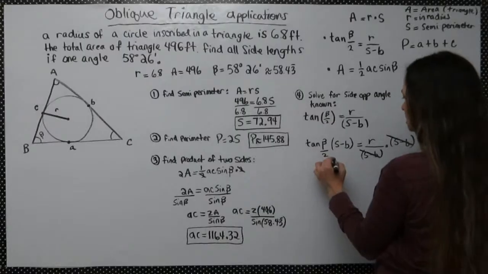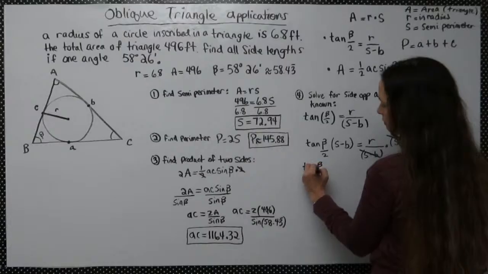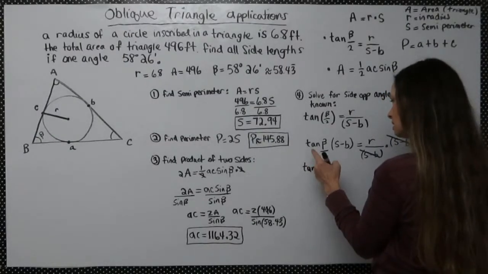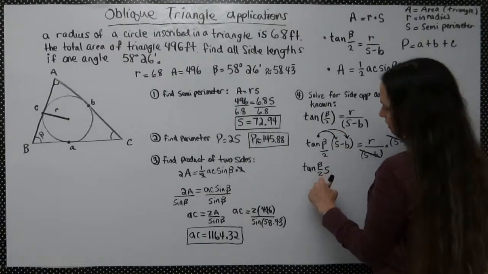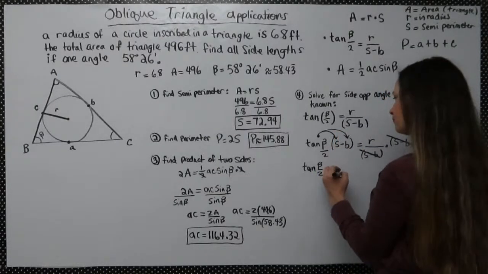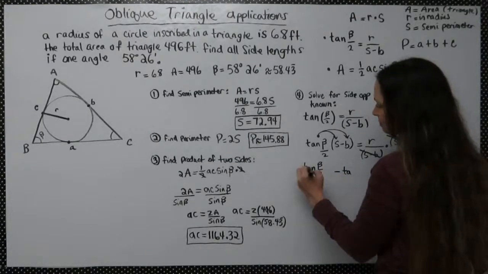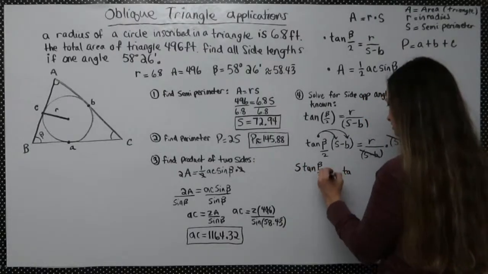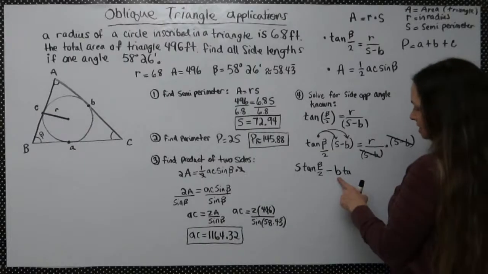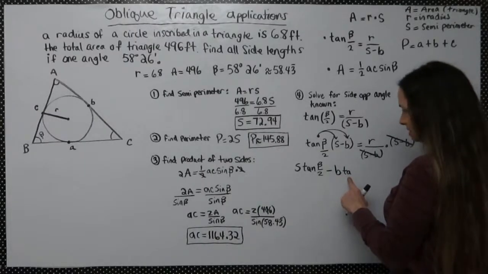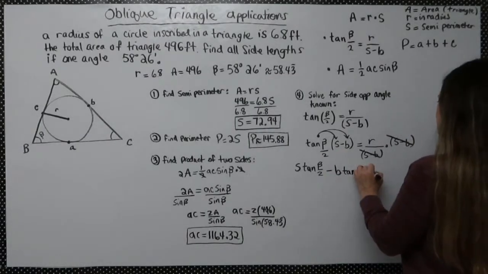And I'm not done yet because I need to solve for B. So I have tangent of beta over 2 times S. And all I'm doing is taking this tangent and distributing it across both terms. So I've got tangent beta over 2 times S, minus, oh, we'll put the S out front. That's better. It's like something looks weird. So we'll say minus little b times tangent beta over 2. And that's going to equal R.